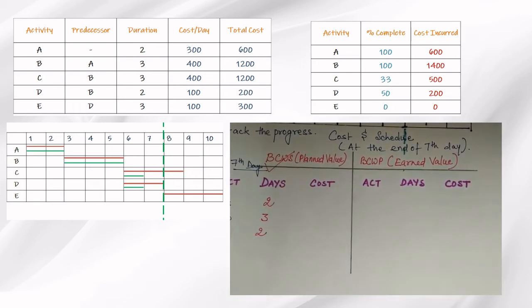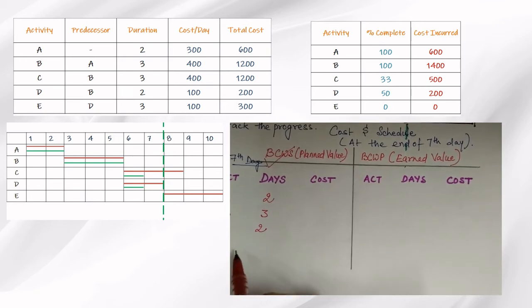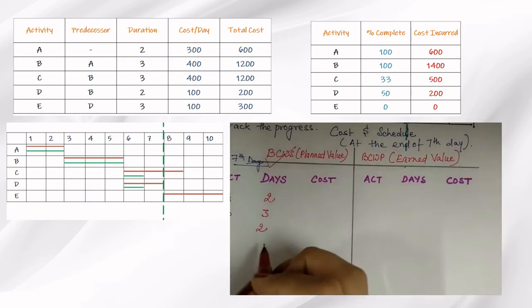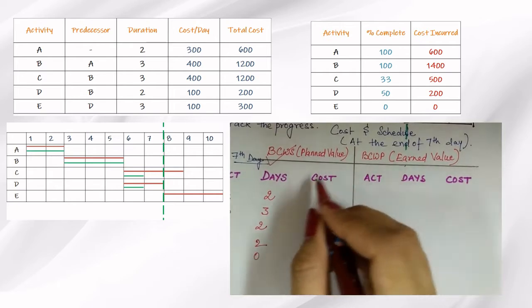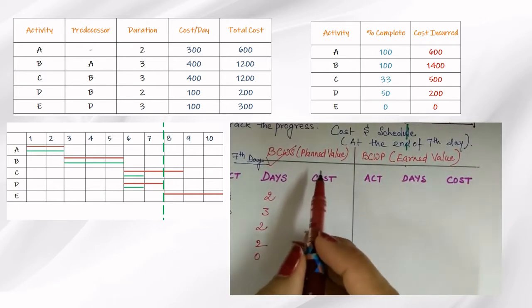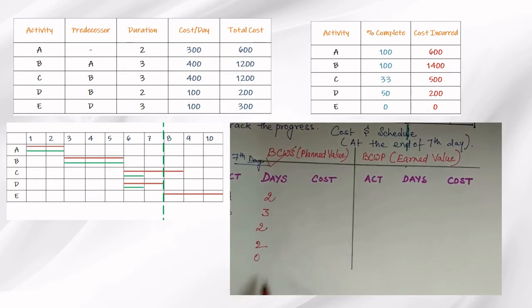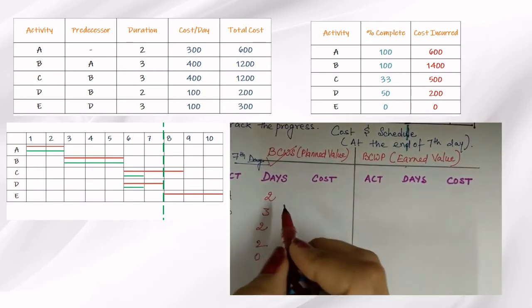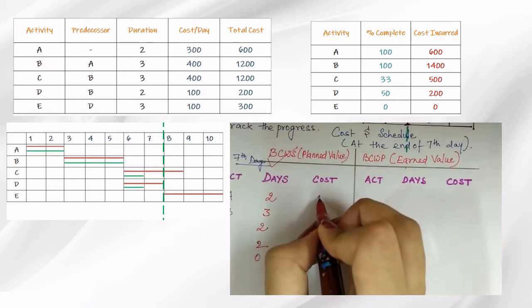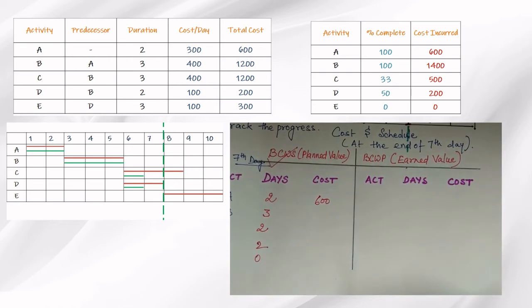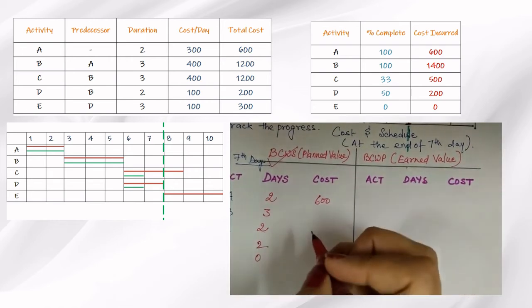At the end of the 7th day, D was supposed to be 100% complete, that is, it was supposed to be doing 2 days, and E is 0 since we haven't started E in the planned as well. Now we have to give the cost, that is, how much cost was planned for the work till the 7th day. So A has the per day cost of 300. So the planned cost for activity A at the end of the 7th day is 600.